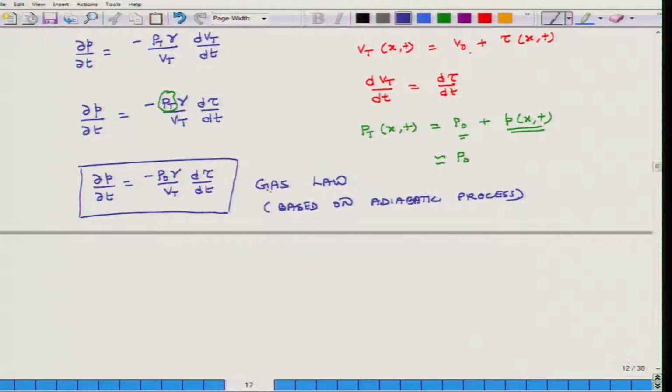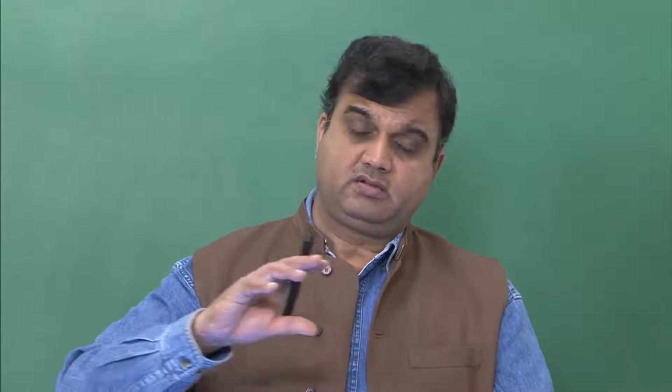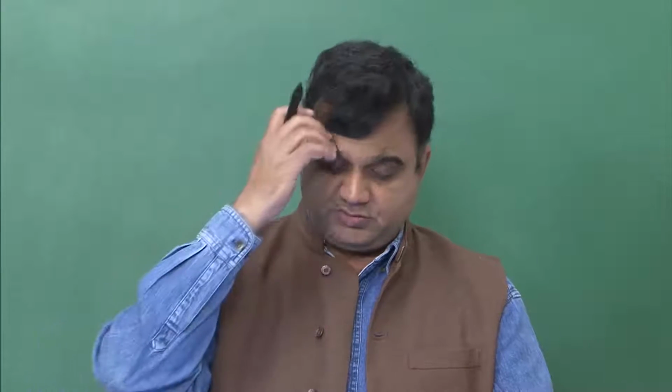Historically, this relation was first developed by Isaac Newton, and he assumed, because at that time probably we didn't have a lot of experimental data on how sound propagates, that the air, when it expands and contracts due to transmission of sound, follows the isothermal process. So, the gas law which he developed was partial of pressure with respect to time equals negative P naught, but he did not take gamma, it was 1, divided by Vt times d tau over dt.